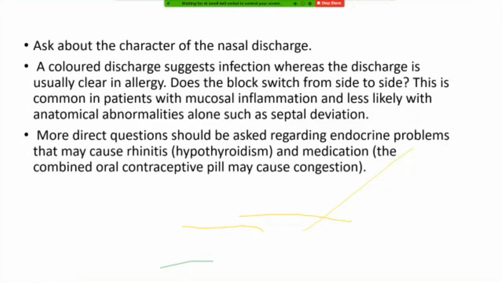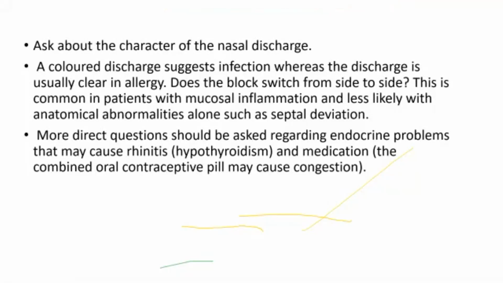Thus, the block switches from side to side. This is common in patients with mucosal inflammation and less likely with anatomical abnormalities alone, such as septal deviation. More direct questions should be asked regarding endocrine problems that may cause rhinitis, hypothyroidism, and medications. The combined oral contraceptive pill may cause congestion.